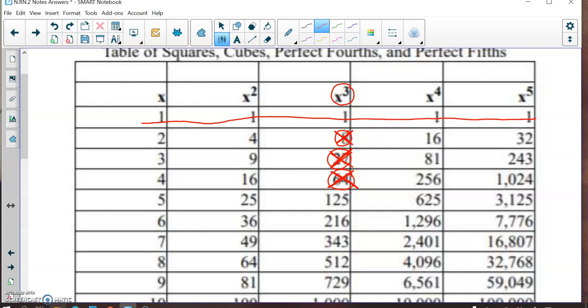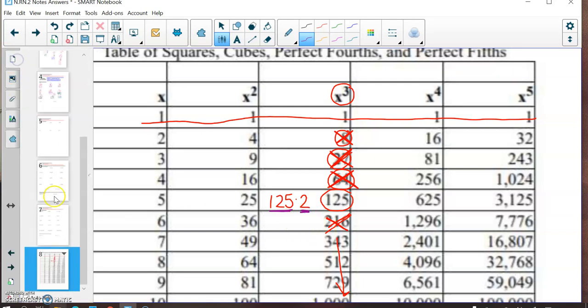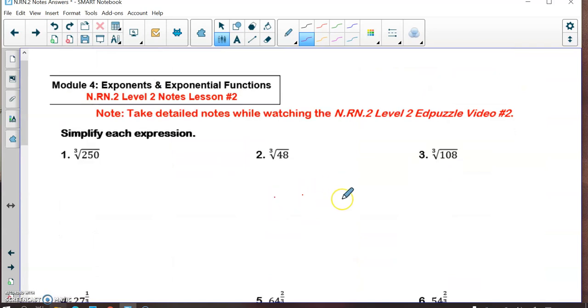250 divided by 125 does work out for us though. We wind up with 125 times 2 is equivalent to 250. But let's keep going. 250 divided by 216. That comes out to be a decimal, so 216 is not a perfect cube of 250. And then all the other numbers are larger than 250. So it looks like 125 is our perfect cube. And again, 250 divided by 125 came out to be a 2. So 125 times 2 is equivalent to 250.